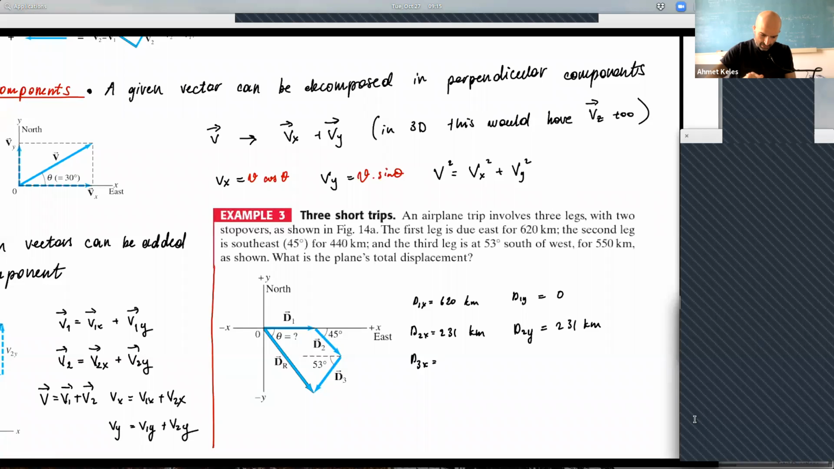53 cosine times, what is the magnitude? 550 is 331 kilometers, and D3y is equal to 53 sine times 550, gives 439 kilometers.